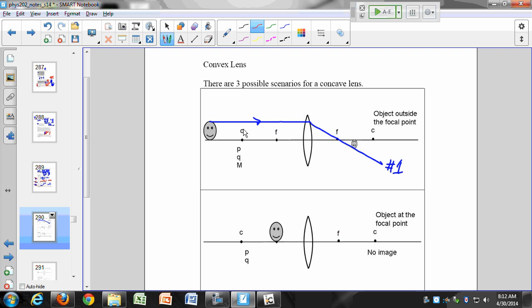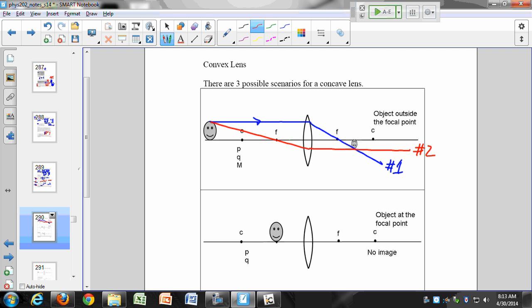Through the focal point and then parallel to the axis. It bends at the interfaces. So I'm just drawing it to the middle of the lens, but it's actually bending here and then it bends again here. It doesn't bend inside the lens, it travels in a straight line, but it bends at the interfaces. That's number two.